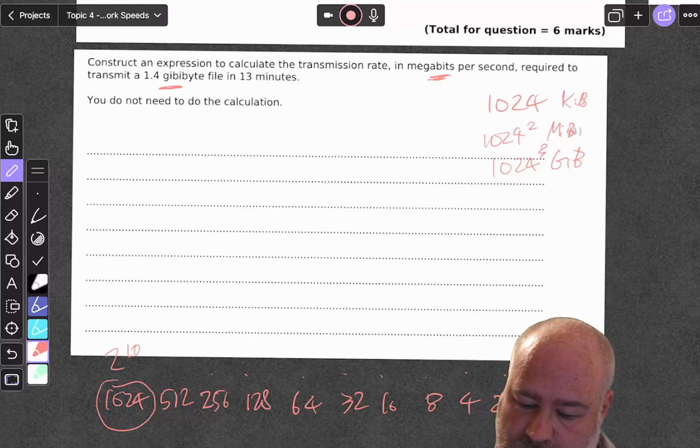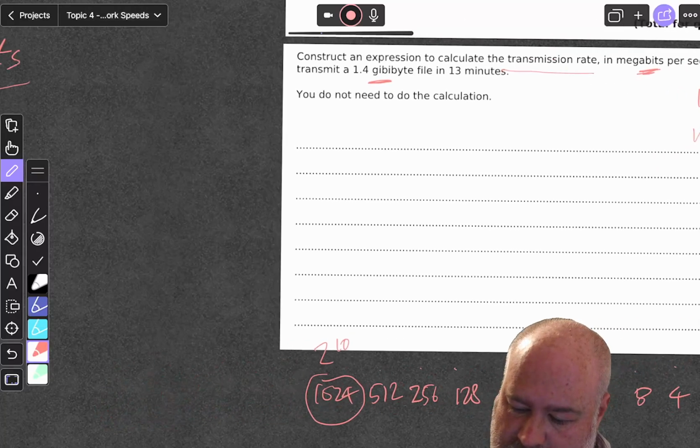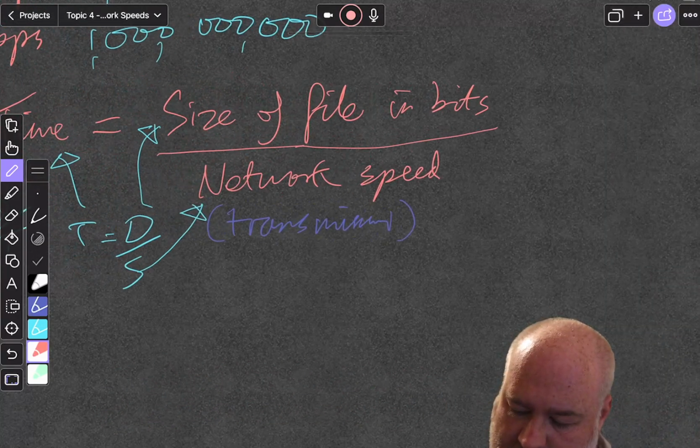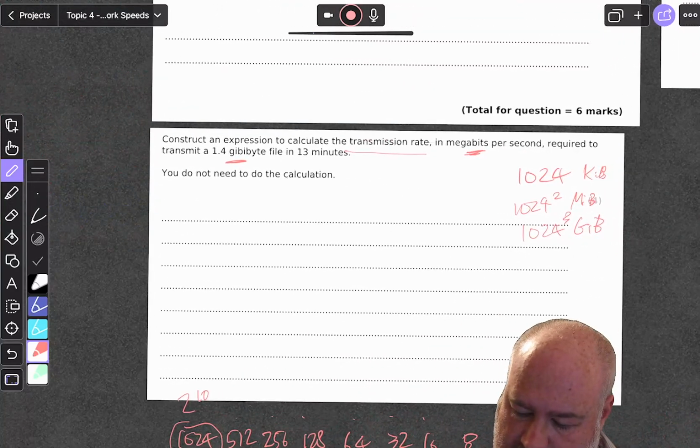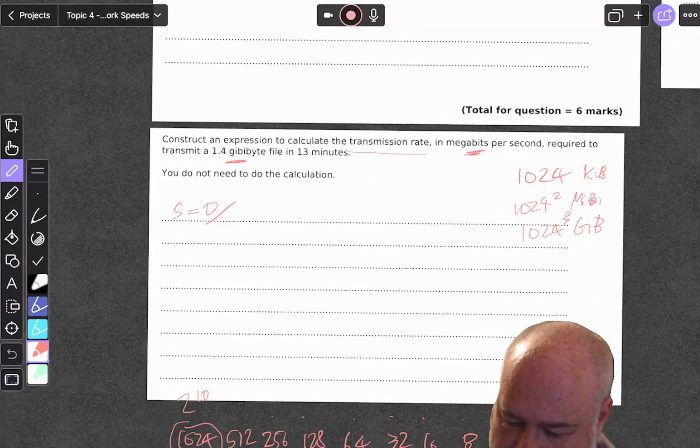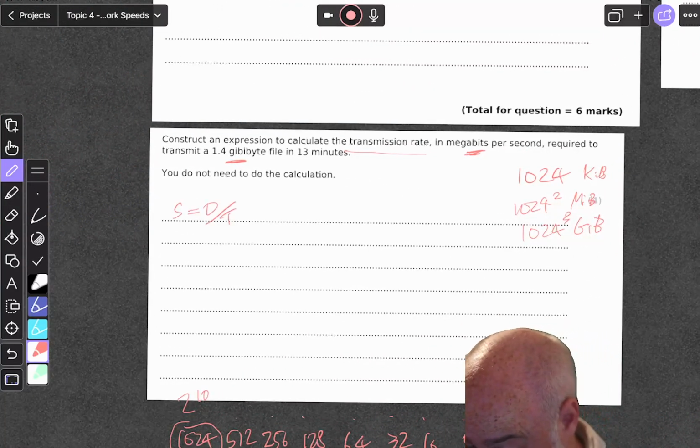And what are we looking for? Calculate the transmission rate. So that's, remember I said to you they might use words like transmission instead of network speed. So transmission rate. So what we want to do is just do our speed equals distance divided by time here. So speed equals distance divided by time. Distance is like the size of the file.